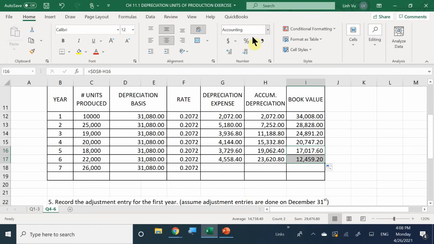All right. So let's go ahead and depreciate it again. What's my depreciation expense for year 7? $5,387.20. Good. What's my accumulated depreciation? $29,008. Good. So therefore, my book value should be $7,072. Good. All right. Now, I'm going to have a question for you. Can I go for year 8?